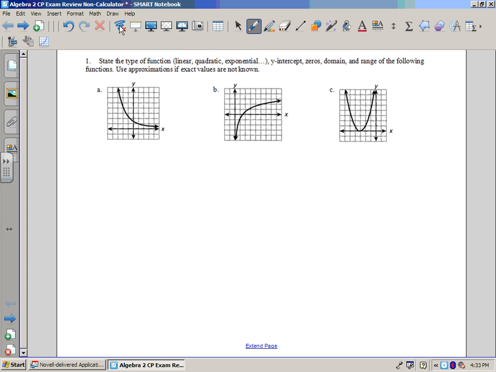C is a quadratic. The y-intercept appears to be (0, 9). It's hard to tell, but it just looks like it's x minus 3 squared. I'm sorry, x plus 3 squared. And so the y-intercept would be at 9. The zeros: it looks like you have a zero at (-3, 0).